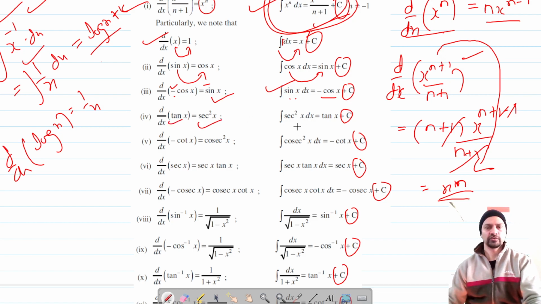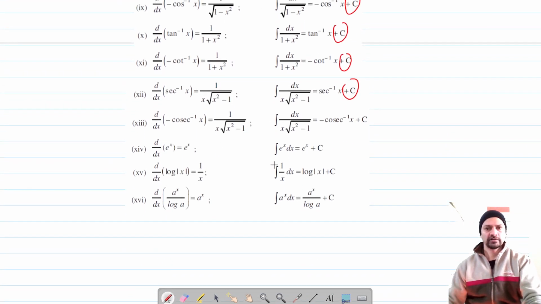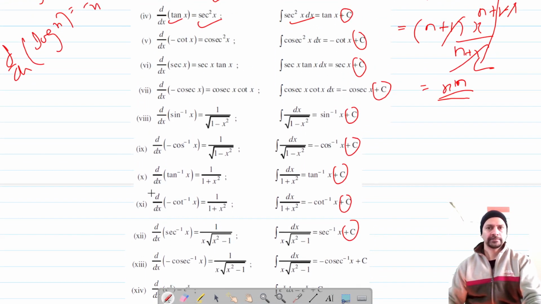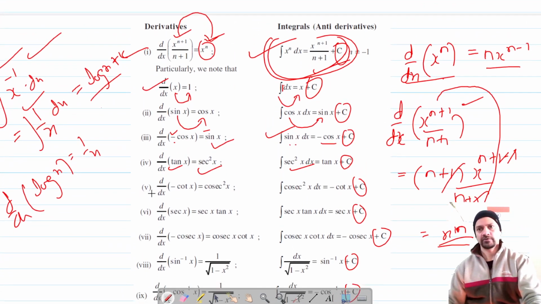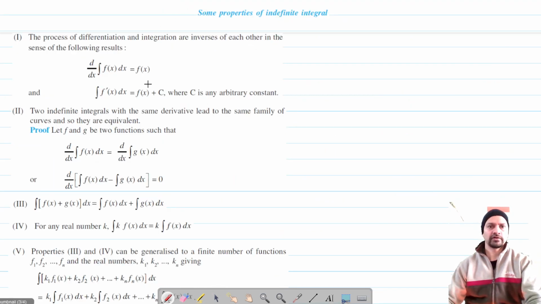Similarly, the differentiation of tan x is secant square x, and we will have to learn all these formulas that are given in the NCERT textbook. And let's move on to some of the important properties. The first one is the basic one. The processes of differentiation and integration are the inverse of each other.